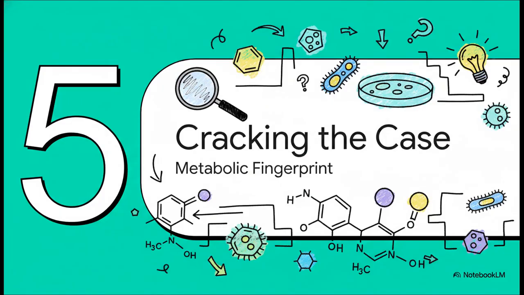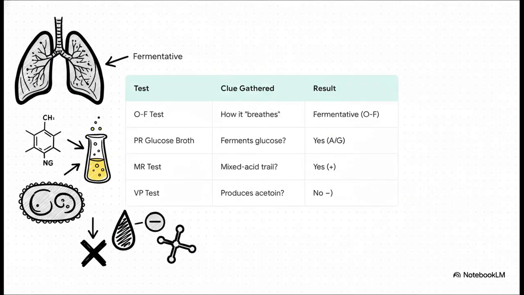All right, we've gathered all our clues. We know how our bacteria breathes, we know which sugars it eats, and now we know the precise chemical trail it leaves behind. It's time. Time to assemble the evidence and put a name to our culprit. So let's look at the profile for a very well-known suspect, Escherichia coli, better known as E. coli. From the OF test, we know it's fermentative.